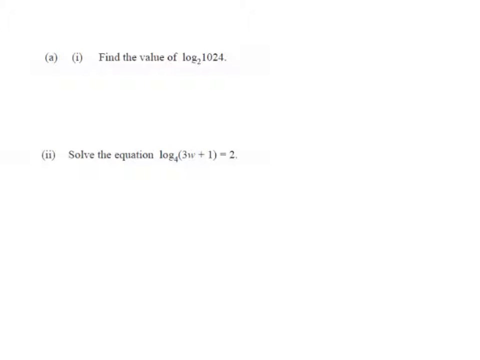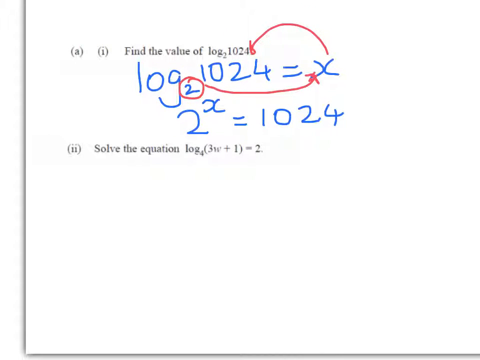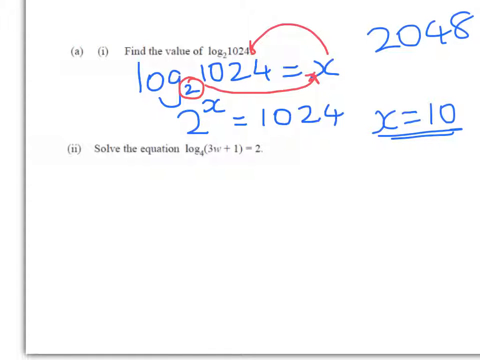Right, question 1 is to find the value of the log to base 2 of 1024. So let's start by writing it out like this as an equation. And then what we're saying here is 2 to the power of x equals 1024. Okay, so with logs, they work like this. 2 to the power of x is 1024. So working with our powers of 2, we can figure out here that x equals 10, right? Anyone who plays 2048 should know your powers of 2 pretty well.